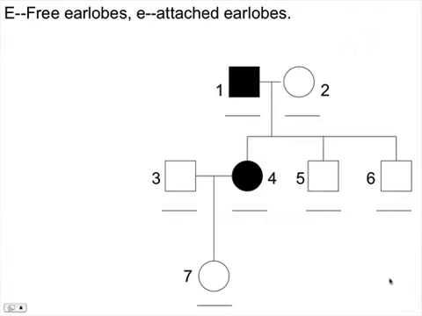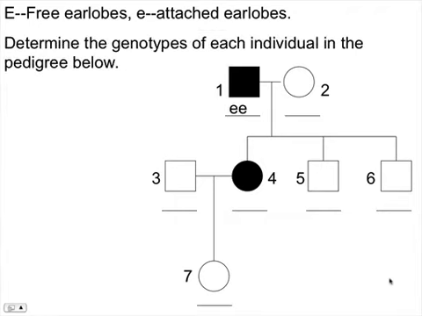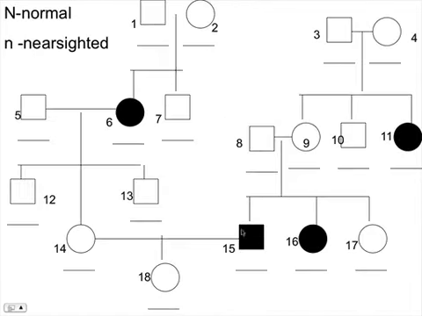Free earlobes versus attached earlobes. Again, little e, little e, little e, little e. That one has to be big E, little e. Those two are going to be heterozygous. That one I know is heterozygous. This one here could be either.